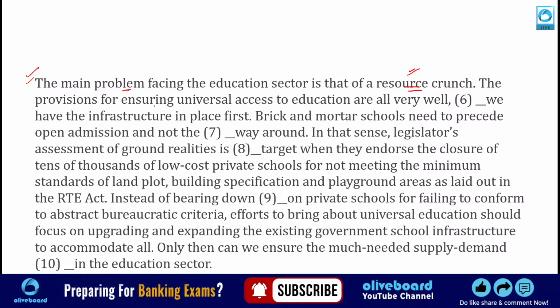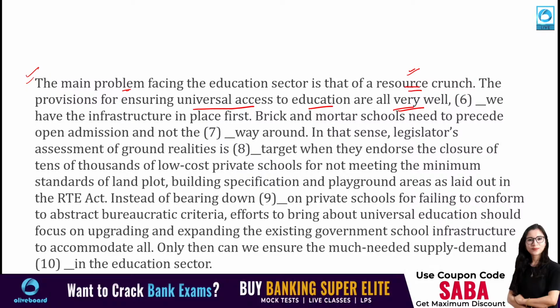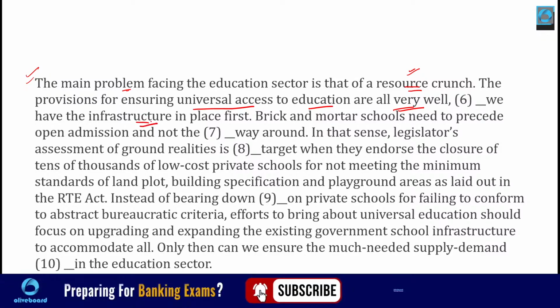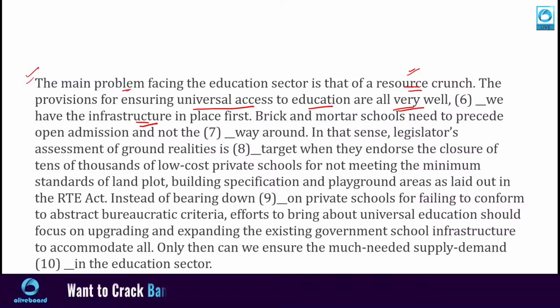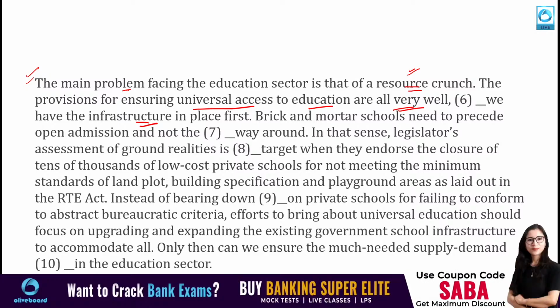The provisions for ensuring universal access to education are all very well. Now, what it is saying is that the intention of ensuring universal access to education is very good, dash, we have the infrastructure. See, we want every child to go to school, but for that there should first be schools. We should have that number of schools that can accommodate all the students. So that is what it is saying.